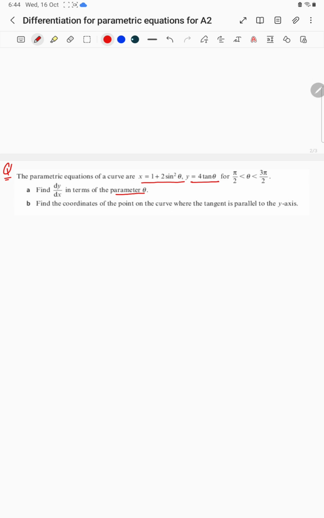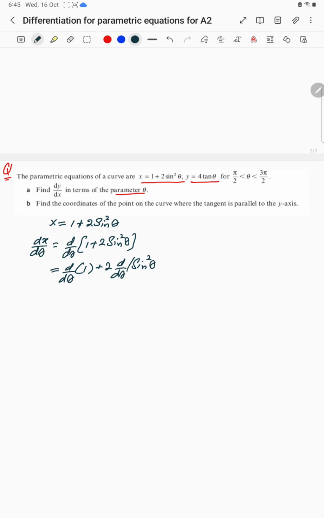So it is simple. You need to differentiate x first with respect to theta. That will be dx by d theta. Let me do the steps for you, for the newcomers who are still learning the rules. We need d by d theta of 1 plus 2 sine squared theta, and this will be separated as d by d theta of 1 plus 2 d by d theta of sine squared theta.